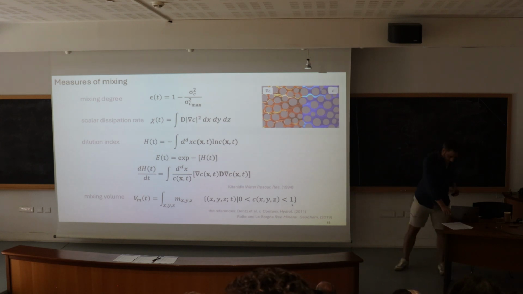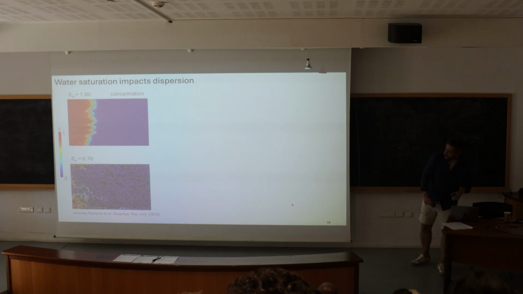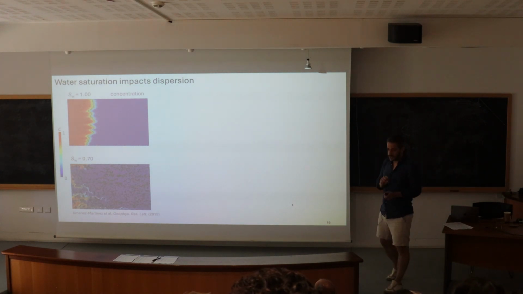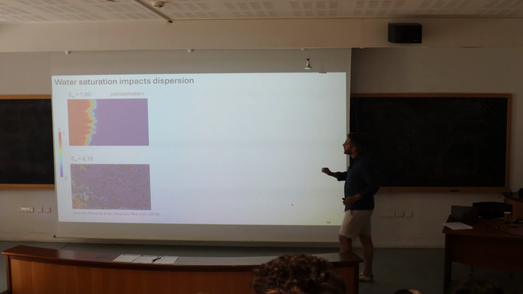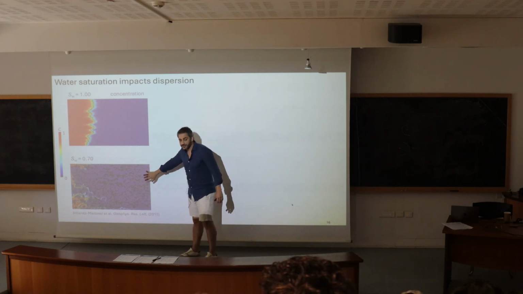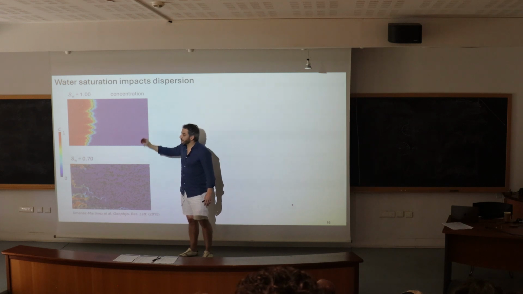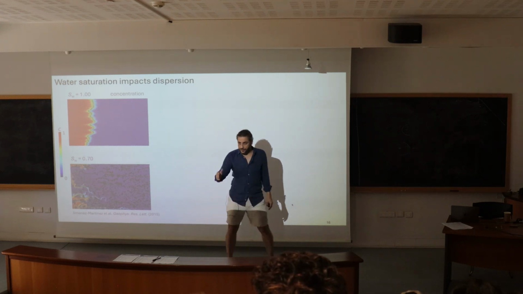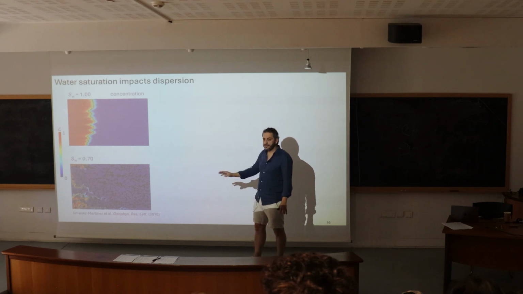Water saturation, of course, first impacts dispersion. And what I mean by that is that here we have two experiments with two different degrees of saturation. Here we have 30% of air, and here we have no air. And you see a front of a dye that is moving through the system, same flow rate.